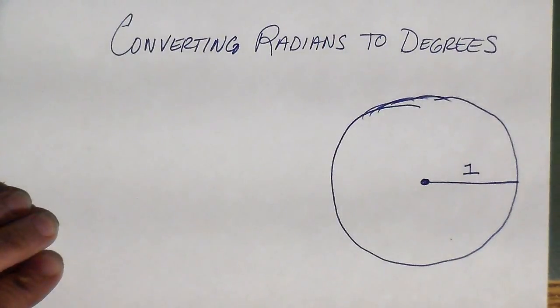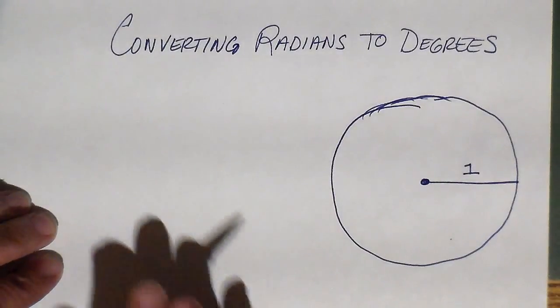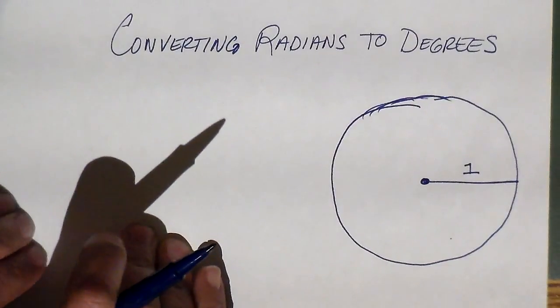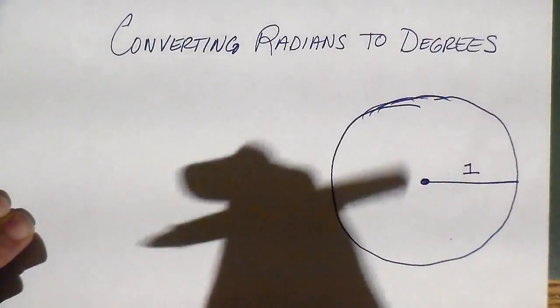Okay, so what we're going to talk about is converting in a circle, converting radians to degrees. We've already talked about converting degrees to radians, now we're going to talk about converting radians to degrees. So first of all, let's review exactly what a radian is.